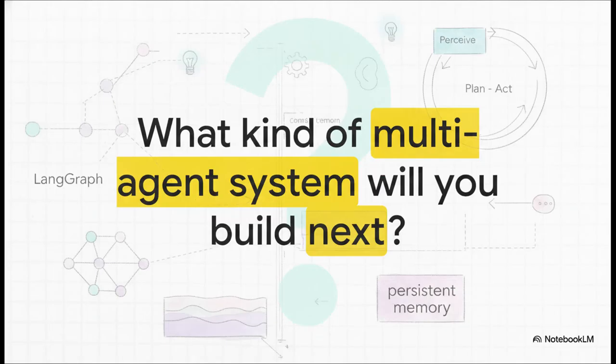You now have the blueprint. You know exactly how these agentic workflows function under the hood, all the way from basic state management to robust React loops and persistent memory. Which leads me to leave you with this final thought. Armed with these incredibly scalable primitives, what kind of multi-agent specialist system are you going to build next? The possibilities really are endless.